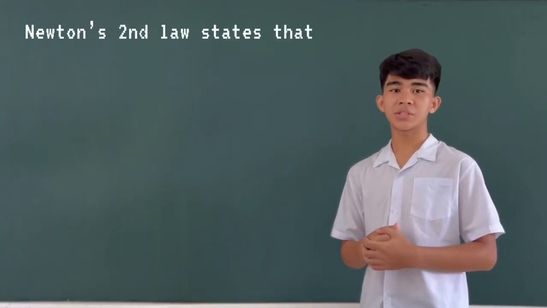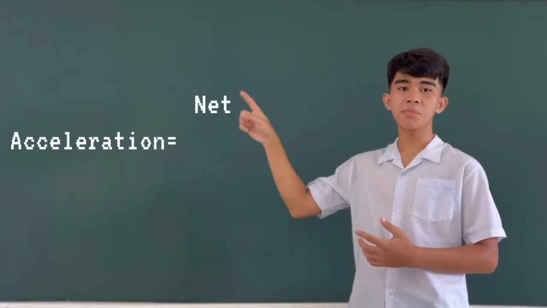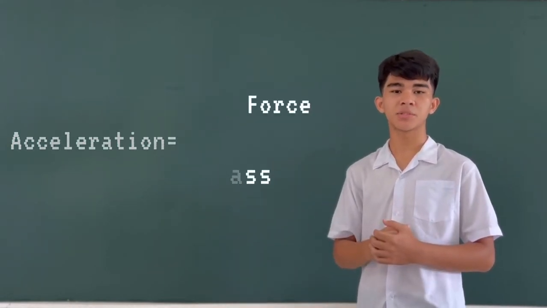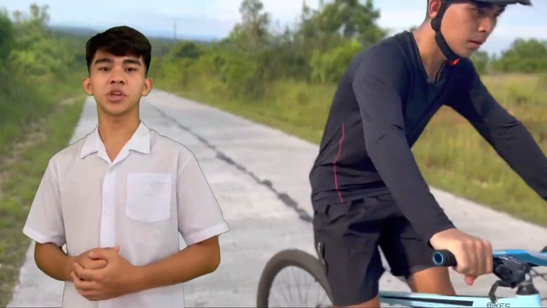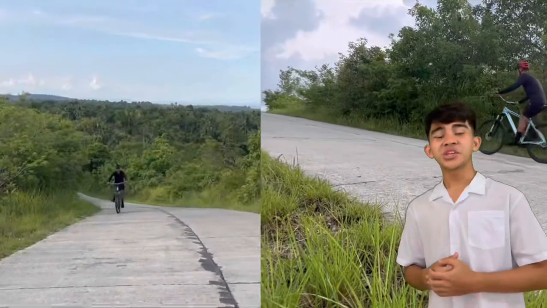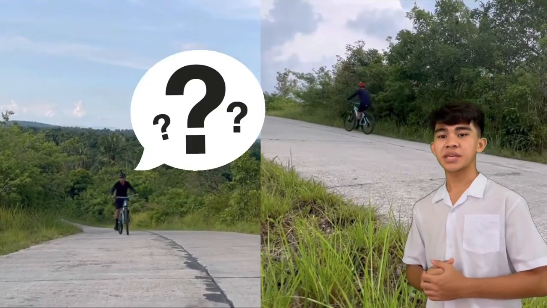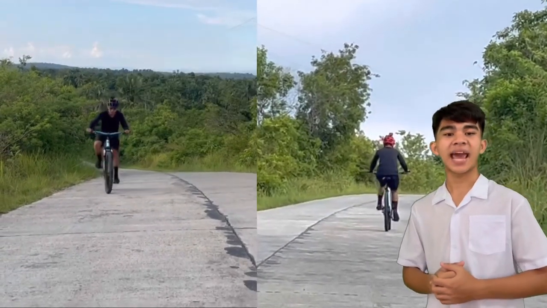Newton's second law states that the acceleration of an object as produced by a net force is directly proportional to the magnitude of the net force and inversely proportional to the object's mass. An excellent application of Newton's second law of motion is cycling. In this scenario where I go on a climb, we must first determine the forces acting upon me in order for us to understand why I tend to slow down while going up on an inclined plane.